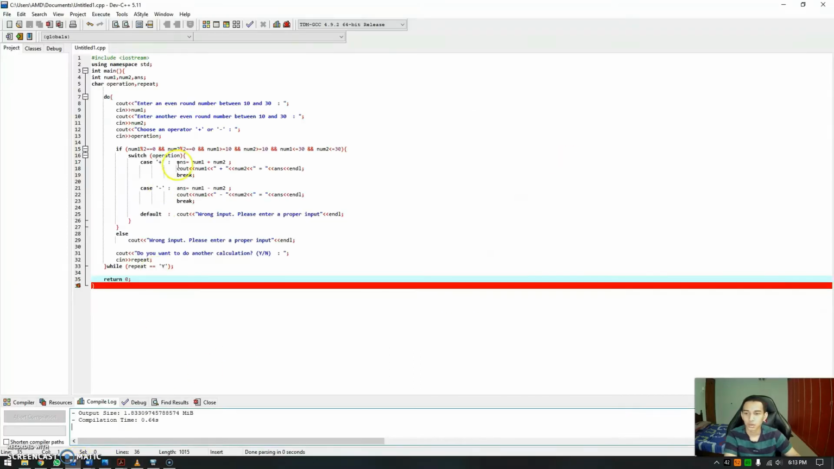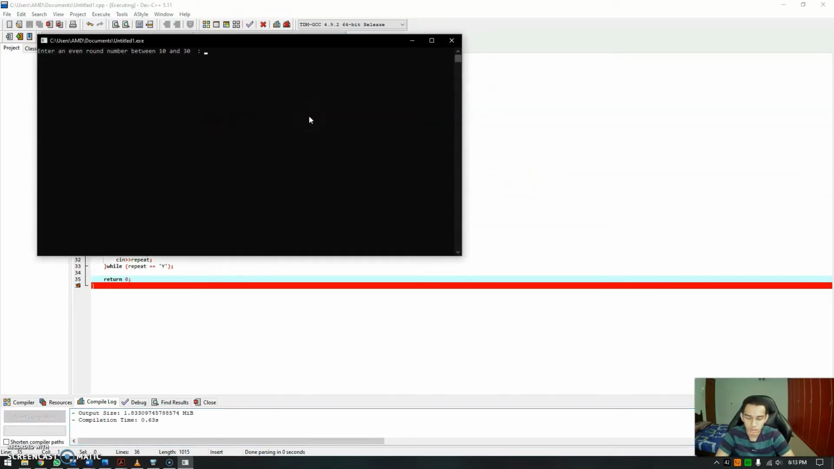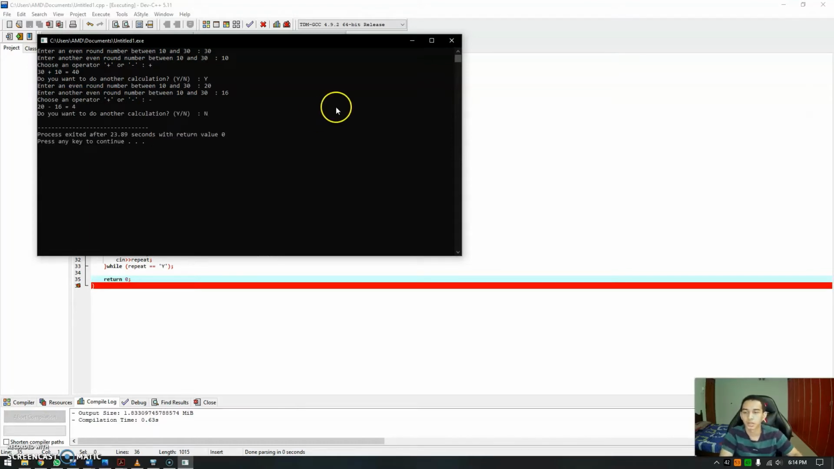Then we will try to run the program. Let's say we put 30 and 10 plus, it will become 40. We press Y, we will do another calculation. 20 and 16. So minus, it will become 4. If you press N, it will come to N.